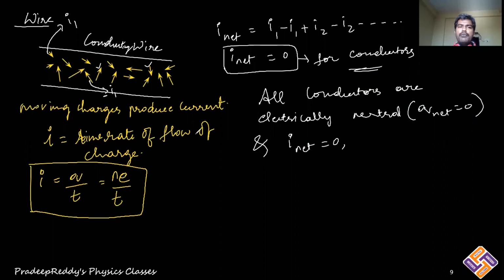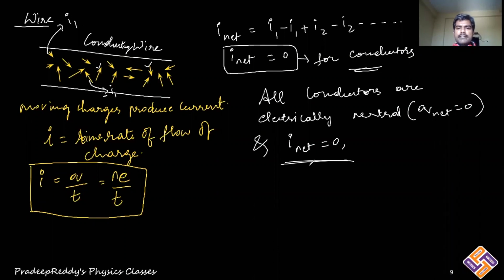If you are not providing any external effects, and you touch any conducting wire, you do not get electrified, because the net charge within that conducting material is equal to 0. Equal amounts of positive and negative charges exist. And net current in it is equal to 0, because the effect of the motion of one electron is nullified by the effect of the motion of another electron moving in the opposite direction. That is how net current in any conductor becomes 0.